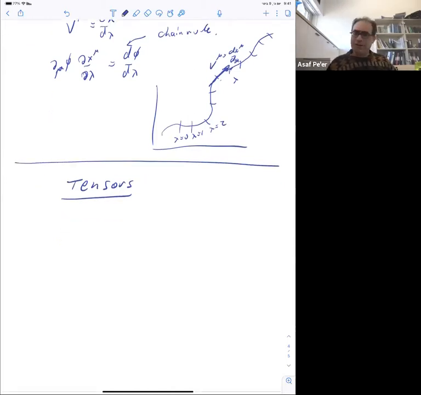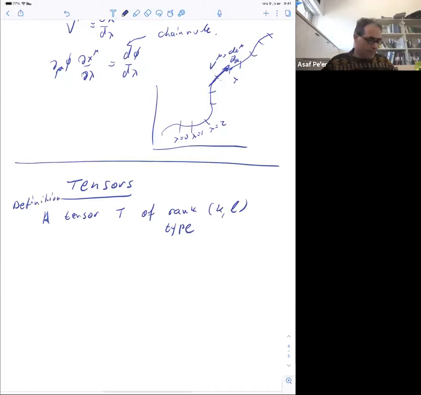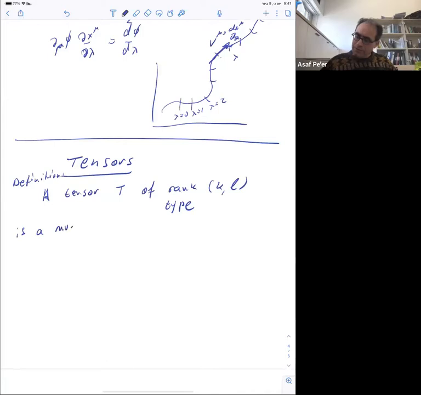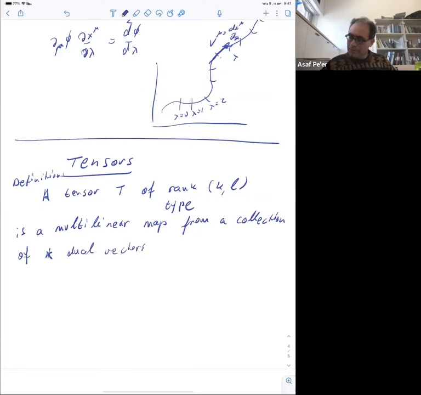Formally, a tensor T, which is called a tensor of rank (k,l), or type (k,l), that's a definition, is a multilinear map from a collection of k dual vectors and l vectors to R. Multilinear means that it's linear in each component by itself, in each of the arguments. That's it, very simple.